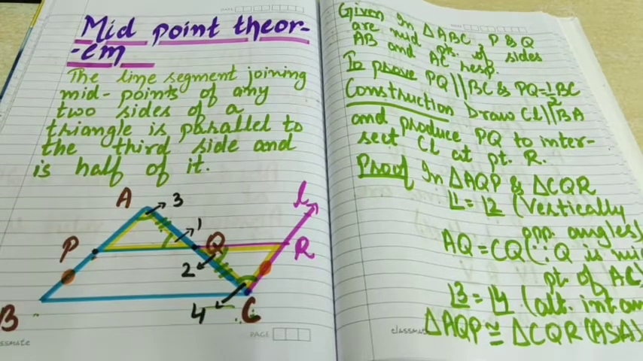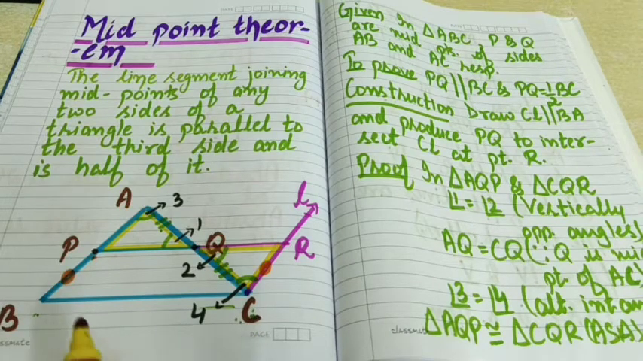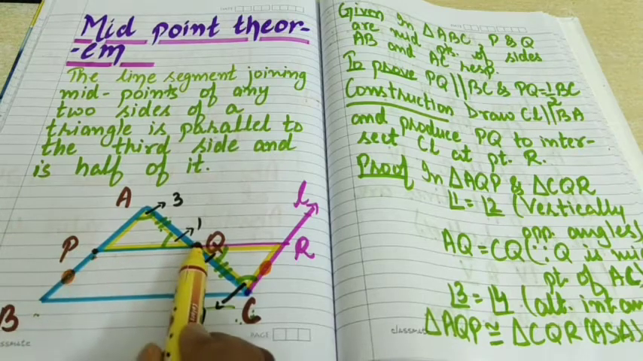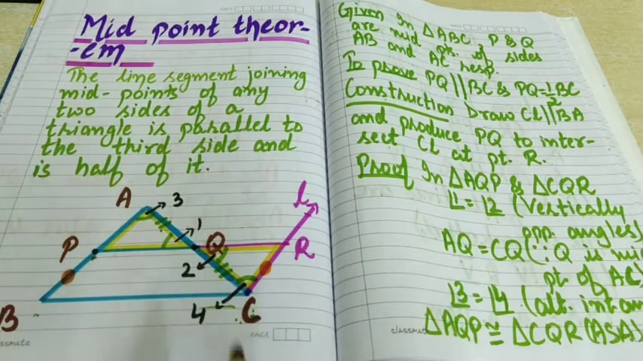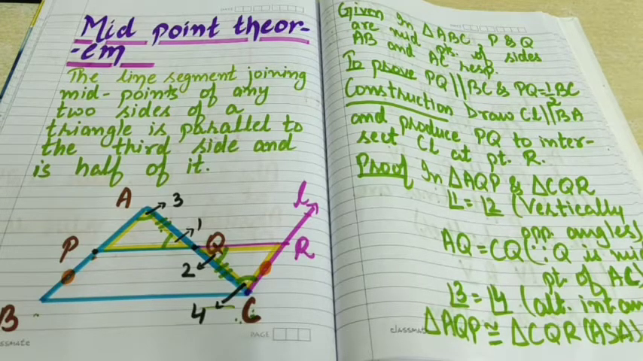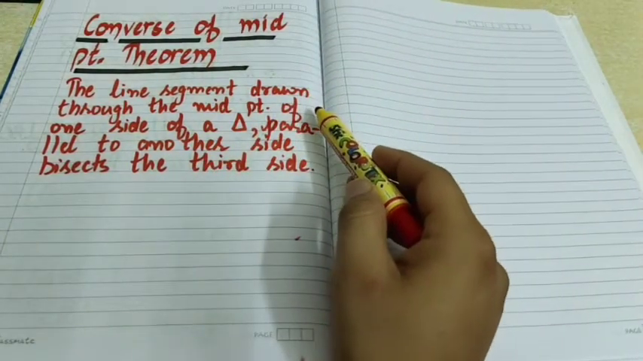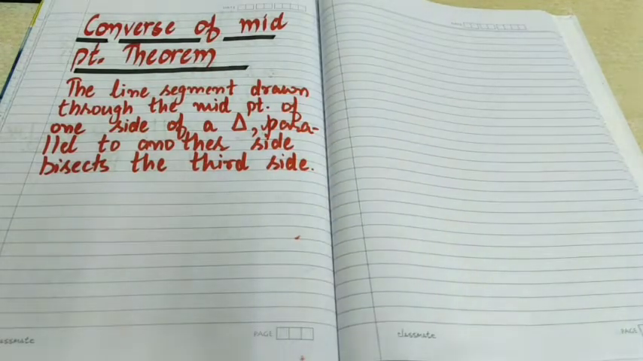On the other hand, the converse of the midpoint theorem says that in triangle ABC, if P is the midpoint of side AB and PQ is parallel to BC, then Q is also the midpoint of side AC. And accordingly, we can make the statement of the converse of the midpoint theorem as: the line segment drawn through the midpoint of one side of a triangle parallel to another side bisects the third side.